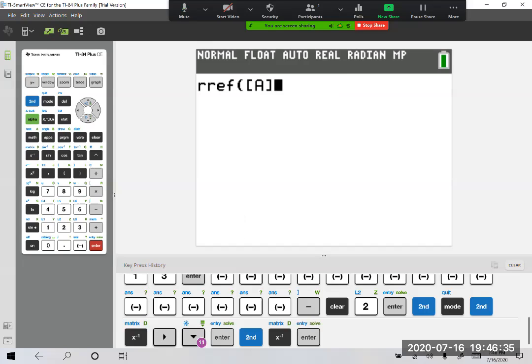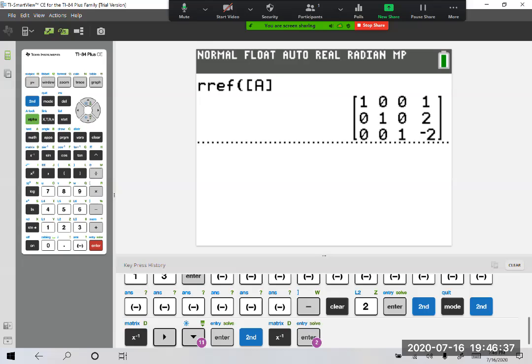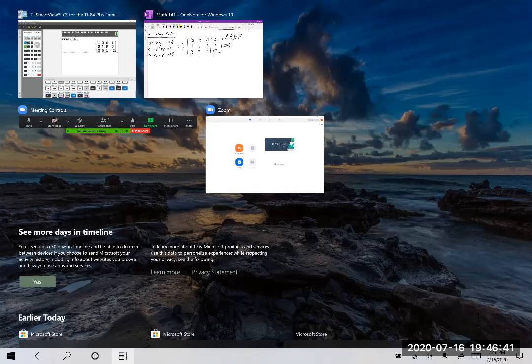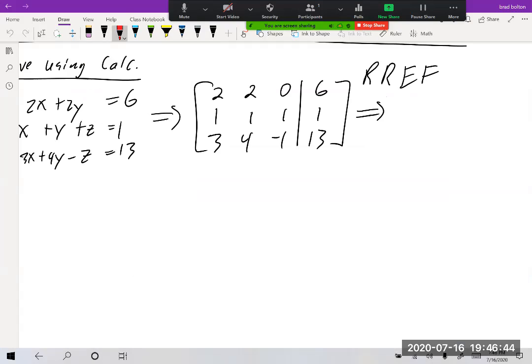So then I hit enter again, and there is my matrix, 1, 0, 0, 1. So let me write that down. So here is, you know what, let's do this.